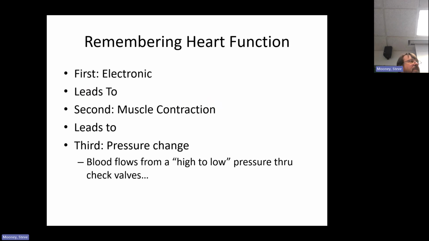I know there's some diesel boys that have been in this class. Oh, it's just like hydraulics. Yeah, it's the same thing. Everything's got one-way valves, and you increase pressure here. Everything moves from a high to a low. We move through the check valves, and that's why we go only in one direction. So electrical leads to contraction, leads to pressure events.